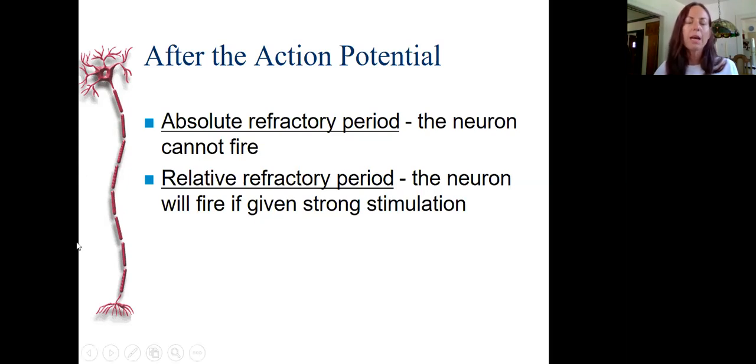Okay, so there's an absolute refractory period and a relative refractory period. Absolute is just what it says. That neuron cannot fire no matter how much stimulation you give it. You can depolarize it as much as you want and it's not going to fire. The relative refractory period is when the neuron will fire as long as it's given a huge depolarization. So what that does is kind of ups the threshold a little bit.